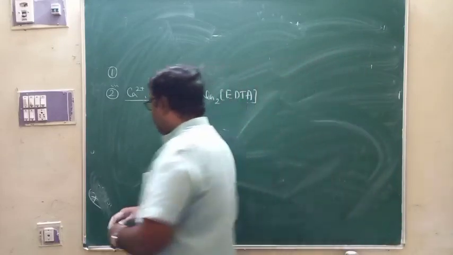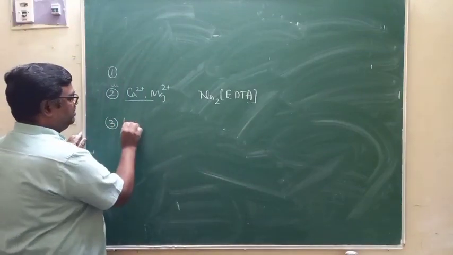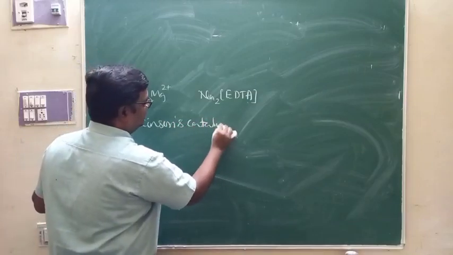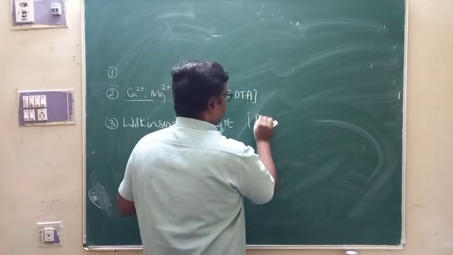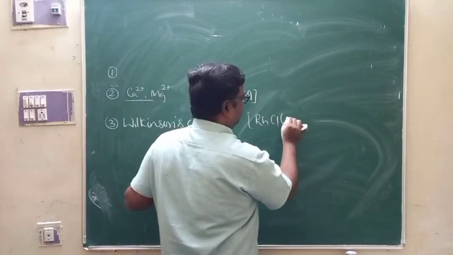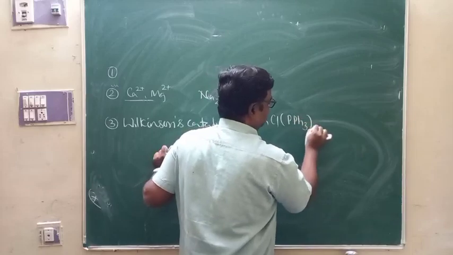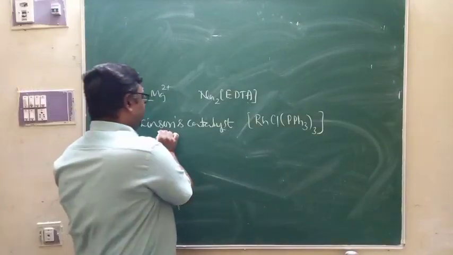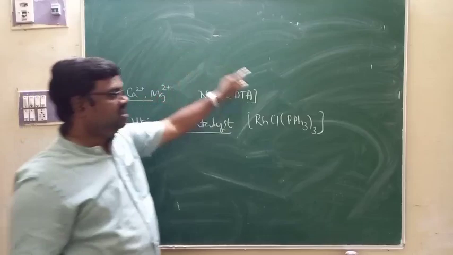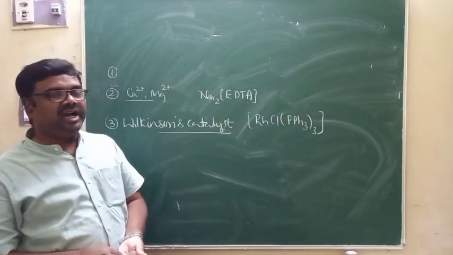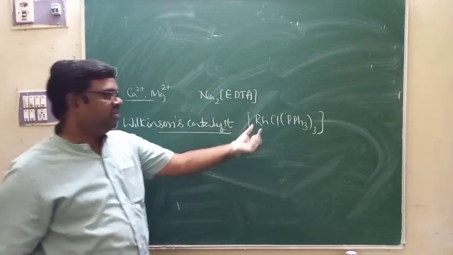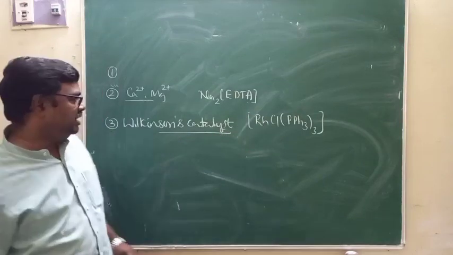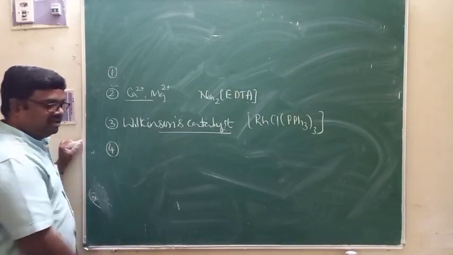Apart from that, I can make use of certain complexes, especially Wilkinson's catalyst. Wilkinson's catalyst is a complex of rhodium with chloro group and of course triphenyl phosphine. This is what we call Wilkinson's catalyst. I can make use of this Wilkinson's catalyst, a complex of rhodium with triphenyl phosphine, in the hydrogenation of oils. Once again, this is also a coordination compound, also a complex compound. Complexes can be used as catalysts.